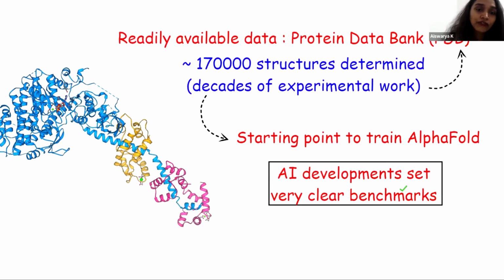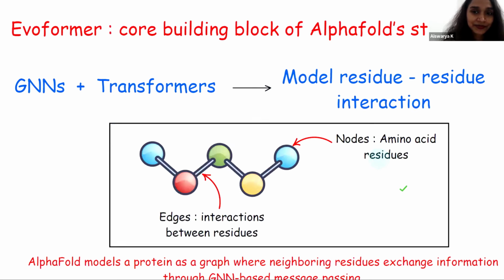So it was with the help of data, which scientists worked on for many years, that this was made possible. It is available in the Protein Data Bank, and it was the hard work of many scientists over decades. The structures of proteins were determined, and we have them in the Protein Data Bank. It was a starting point to train AlphaFold. So AI development set very clear benchmarks here.